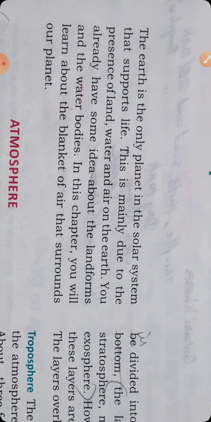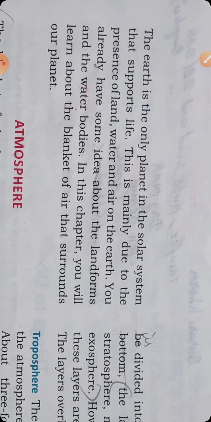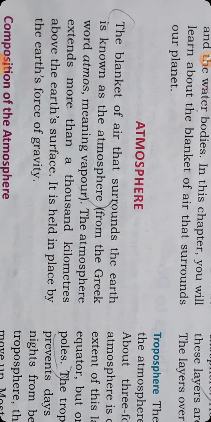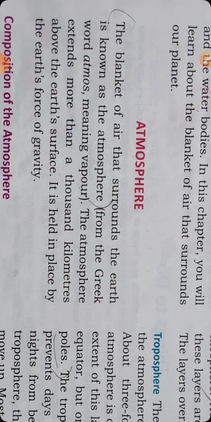The Earth is the only planet in the solar system that supports life. This is mainly due to the presence of land, water, and air on the Earth. You already have some idea about the landforms and the water bodies. In this chapter, you will learn about the blanket of air that surrounds our planet. Let us see what atmosphere is.